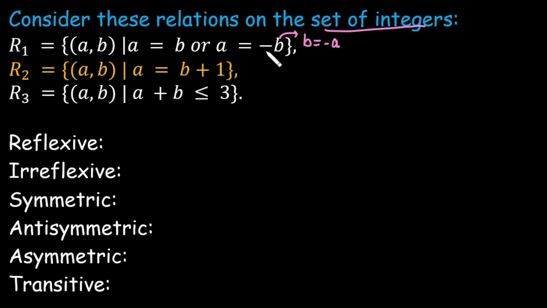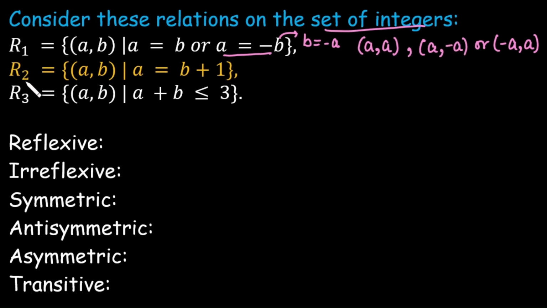Now it contains elements of the form ordered pair (A, A) or (A, minus A) or (minus A, A). How are we getting this form? That comes from the condition A is equal to minus B. If A is negative, in that case the value of B is positive, and here we are directly substituting the value of B as minus A.